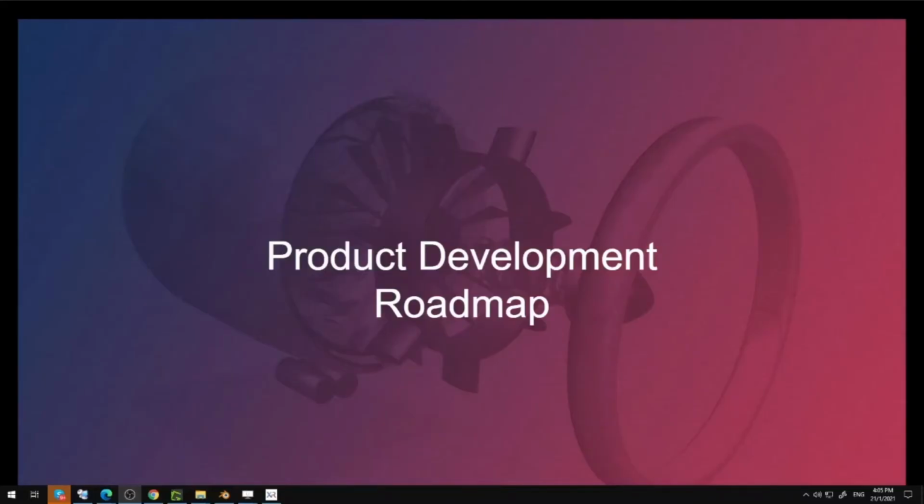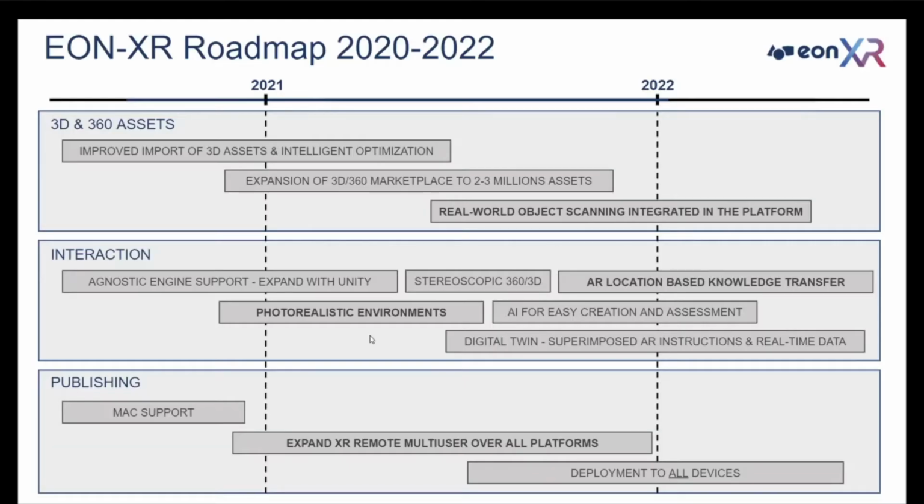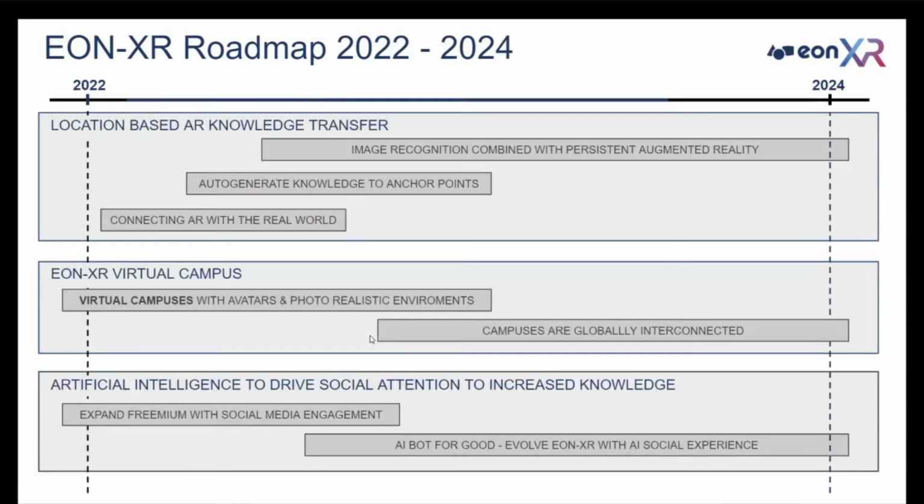And now I'll share with you the product roadmap. Okay, we'll get an overview. We're looking into improving the importing of 3D assets, real object scanning, interaction, more photorealistic environments, AR location-based knowledge transfer, the ability to publish across all platforms, location-based AR knowledge, and the ability to superimpose AR on real objects, virtual campuses, having more users in a multi-user environment, and using AI to drive creation of content.